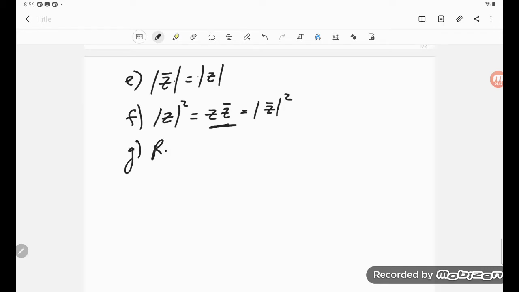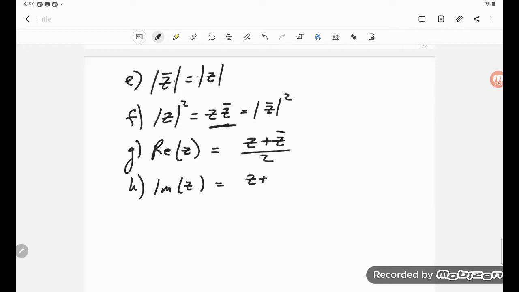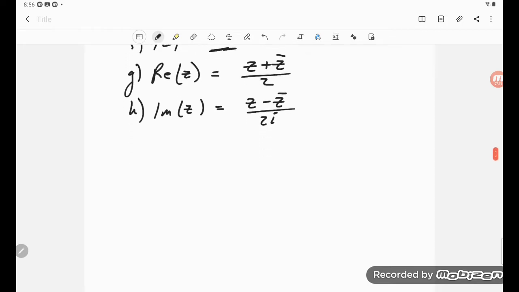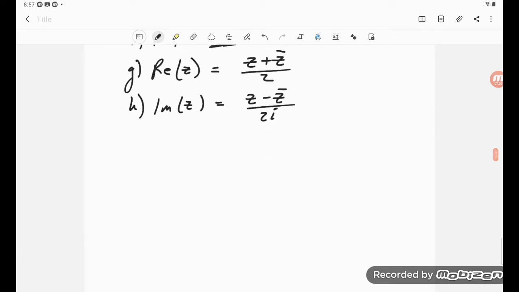G, the real part of Z. We can find that simply by taking Z plus Z conjugate and dividing by 2. And the imaginary part of Z, we can get that by taking Z minus Z conjugate, and then over 2I. So we will need the I in there because we've got to get rid of the I.